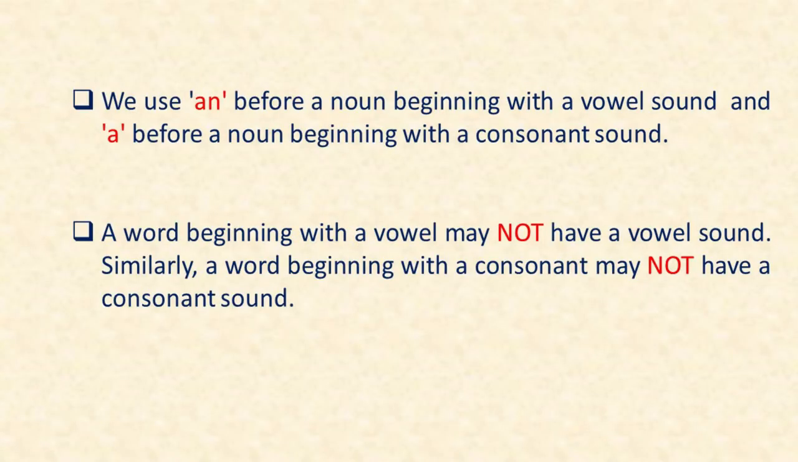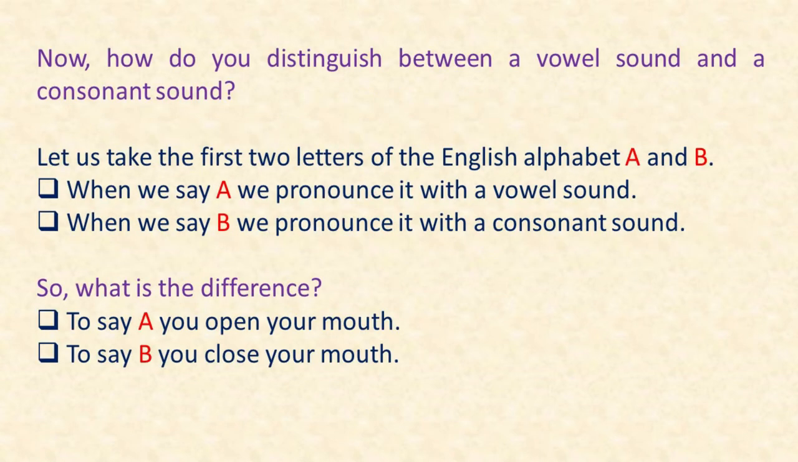We use an before a noun beginning with a vowel sound and a before a noun beginning with a consonant sound. This is important. So please notice the words that have been used are vowel sounds and consonant sounds. A word beginning with a vowel may not have a vowel sound. Similarly, a word beginning with a consonant may not have a consonant sound. Now, how do you distinguish between a vowel sound and a consonant sound?